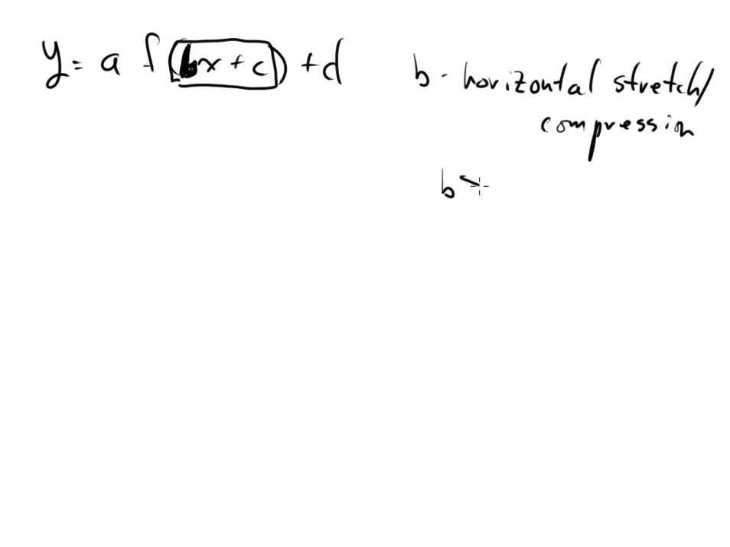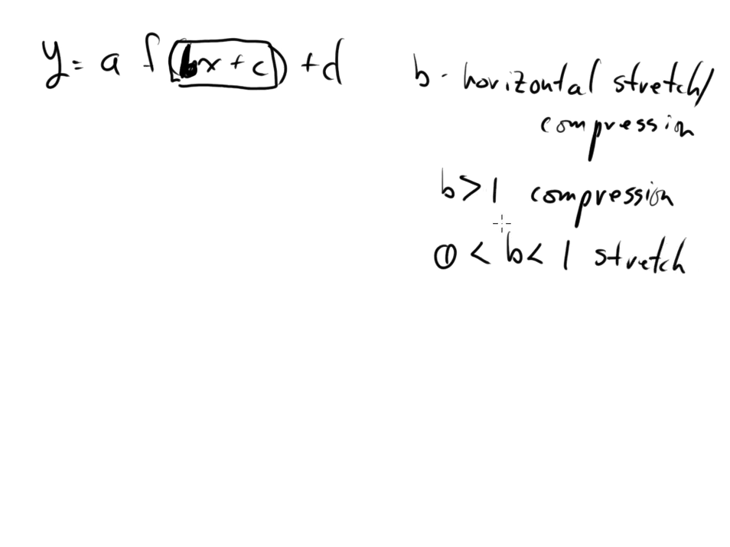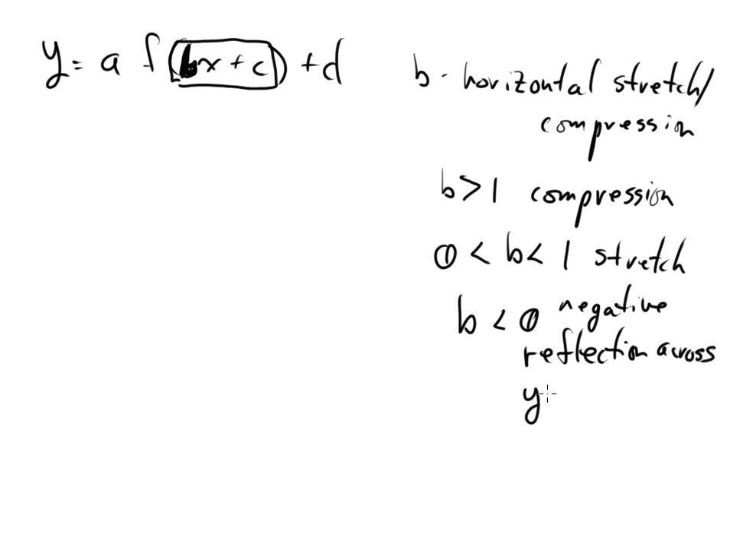So that means for B values greater than 1, you actually get a compression. For B values between 0 and 1, what we get is a stretch by that factor. Okay, so it's stretched if it's between 0 and 1, and it is compressed if it's greater than 1. And if the B value is less than 0, meaning that it's negative, we actually get a reflection, this time instead of across the x-axis, across the y-axis. So let's look at how that pans out.